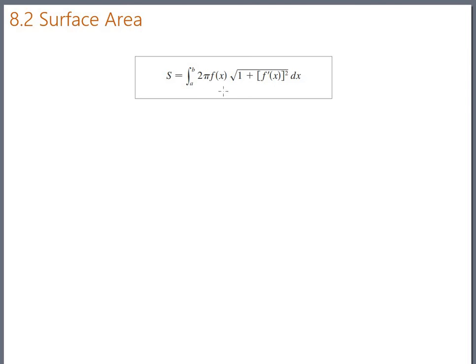So this is all set up to rotate around the x-axis. And really the only thing that makes a difference there is what's the radius when you think about your 2 pi radius, right? Because if you're rotating around the y-axis, your radius is a different thing. But we'll look at an example of each one of those. So let's go ahead and do at least one example now. Maybe we'll save a couple more examples for the next video.